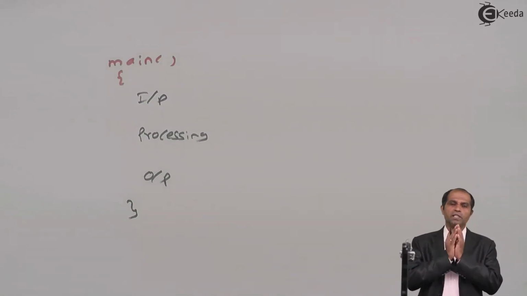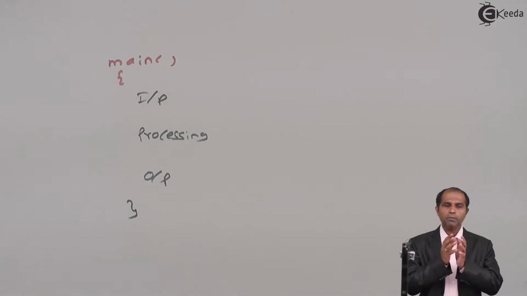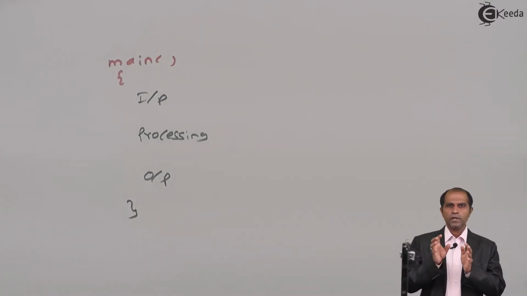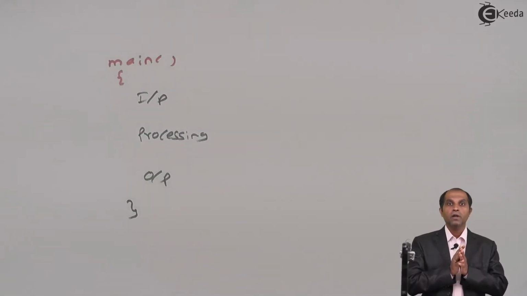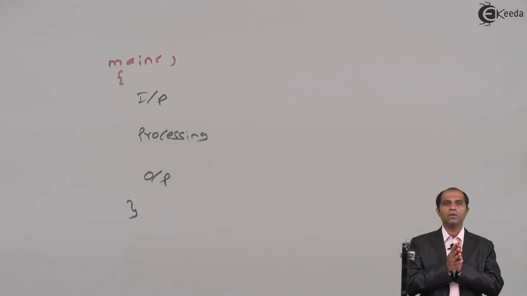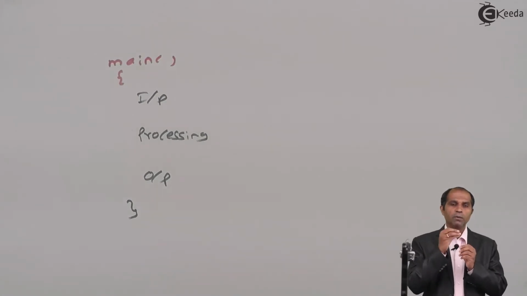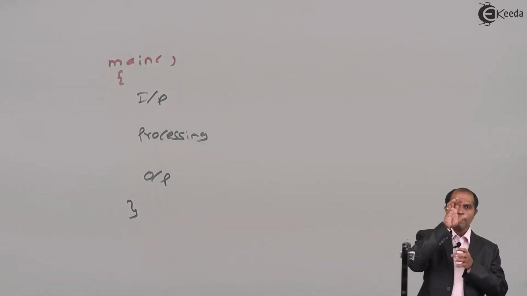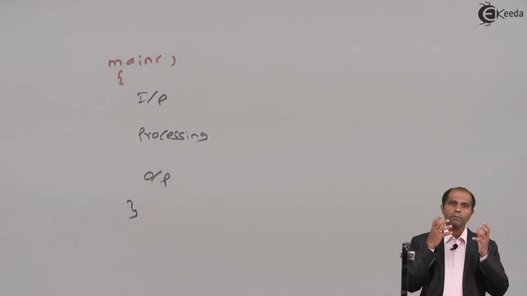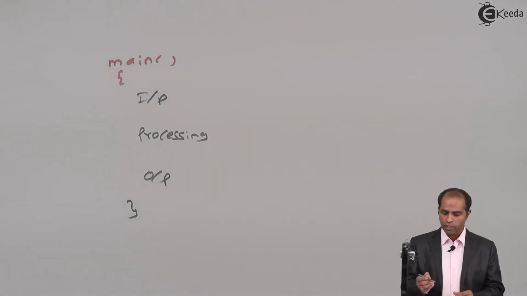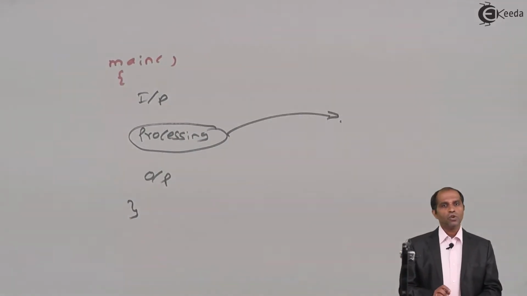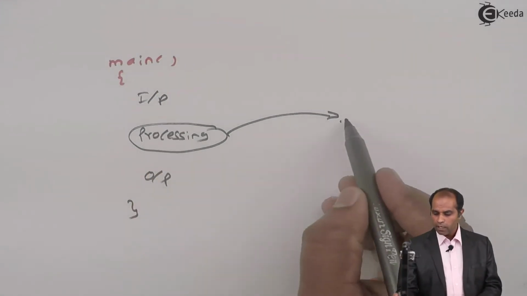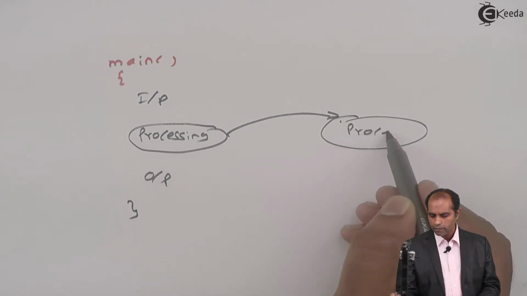Now what is advisable? Whenever they ask you to write a program using functions, without functions I'll put the entire thing in main, all the three blocks: input block, processing block, and output block. But when I am supposed to modify this code and implement functions, some part of main has to be taken outside. What part of main will be taken outside? Most often it will always be the processing part which goes outside. So your main will now have two things. Your main will accept the input and the processing part is now outside.